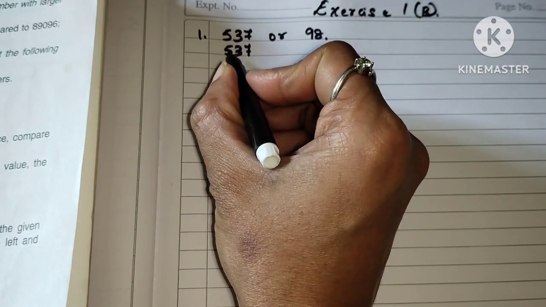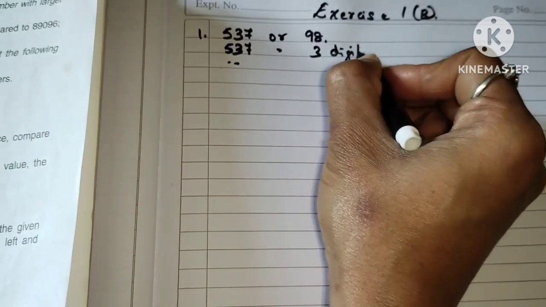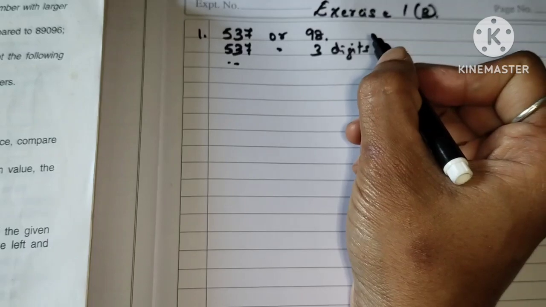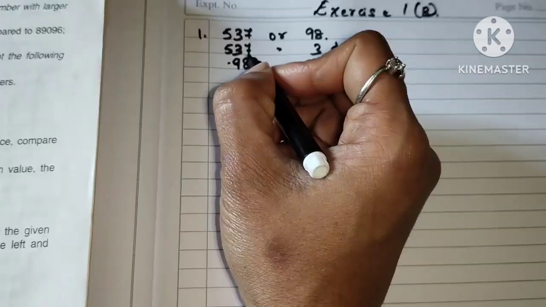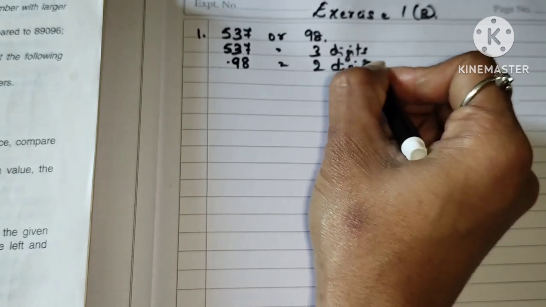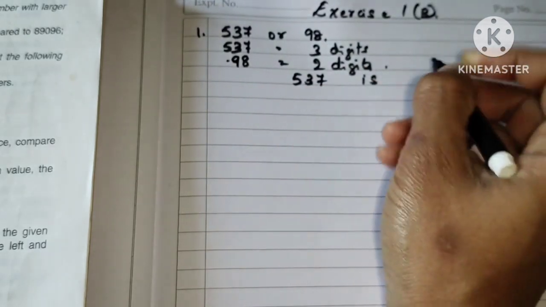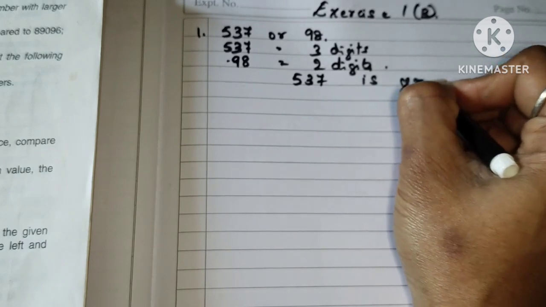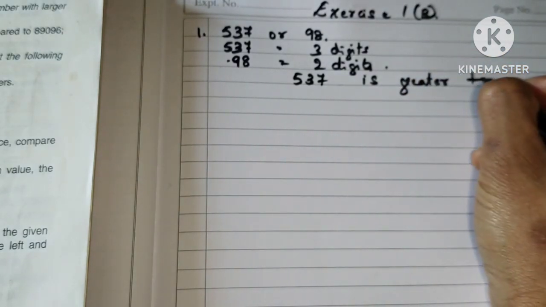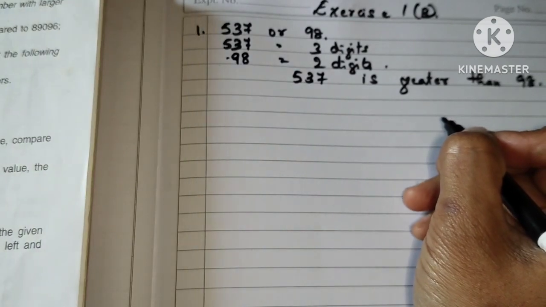Here the number of digits in 537 is 3 digits, isn't it, children? And in 98 we have 2 digits. Now it's very clear that 537 is greater than 98. Yes.